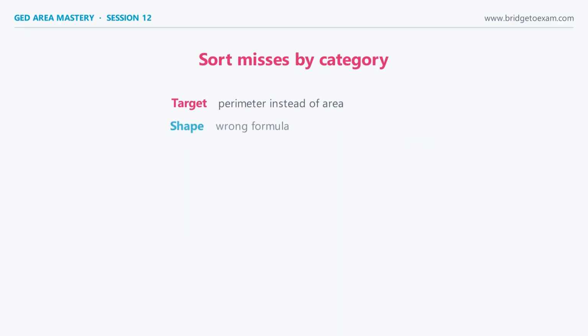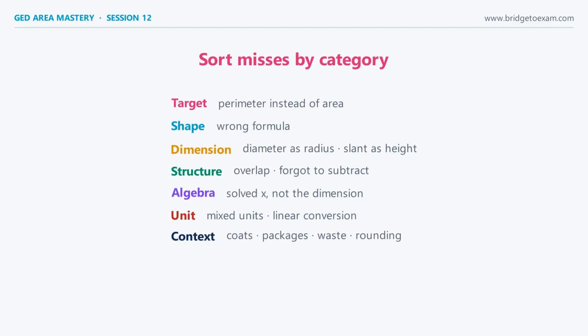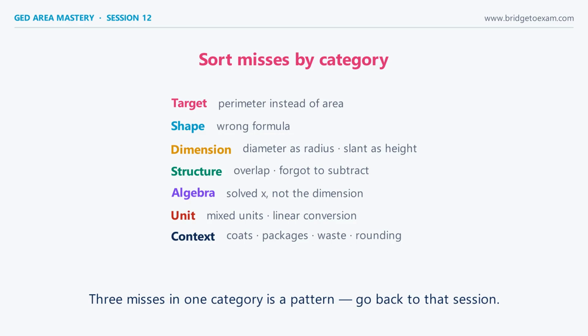When you review, sort mistakes by category, not question number. Target, perimeter instead of area. Shape, wrong formula. Dimension, diameter as radius or a slant as height. Structure, overlaps or a missed opening. Algebra, unit, and context errors round out the list. 3 misses in one category is a pattern, not bad luck.